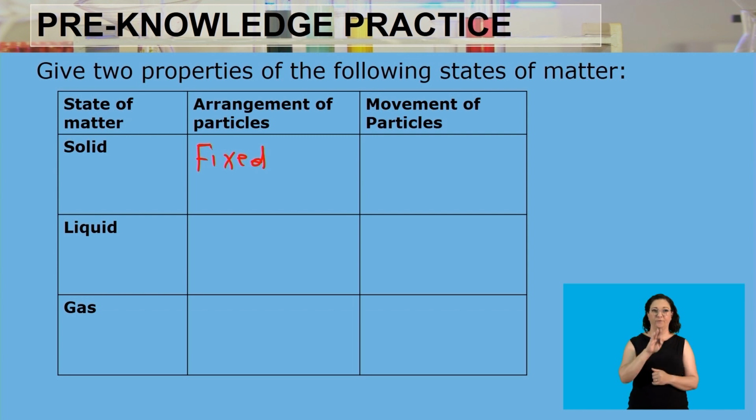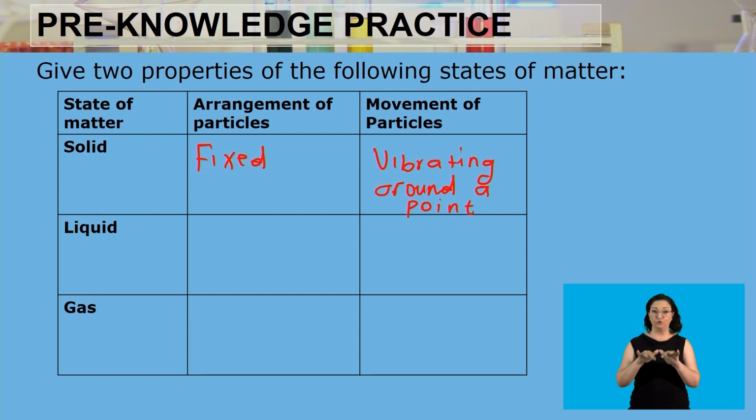So the arrangement of particles that are making up a solid, they are fixed, and then the movement is they are vibrating. We know that they can't move around, they can only vibrate around a point. And then now, what about a liquid? So what is the arrangement of the particles that are making up a liquid?